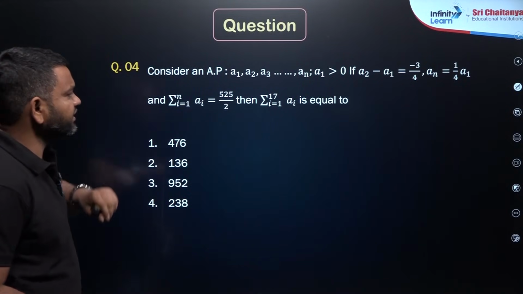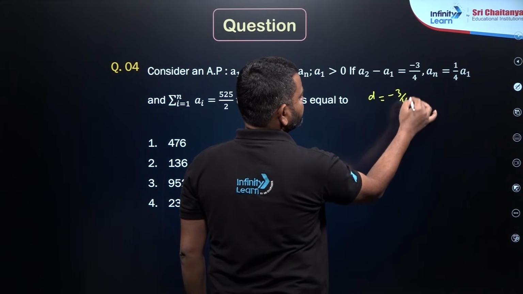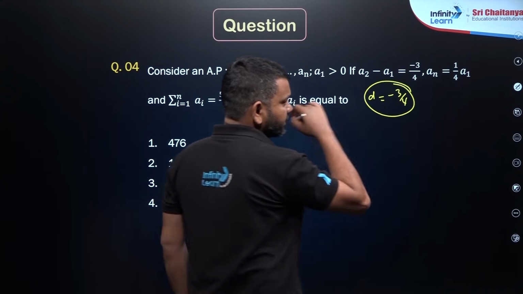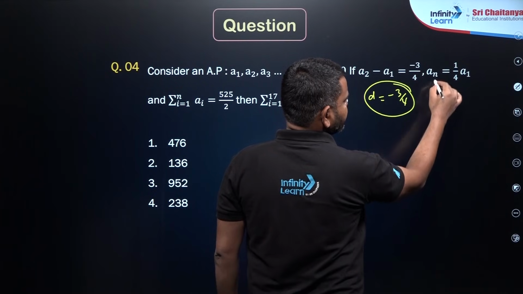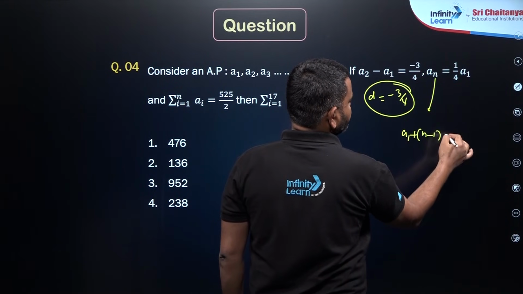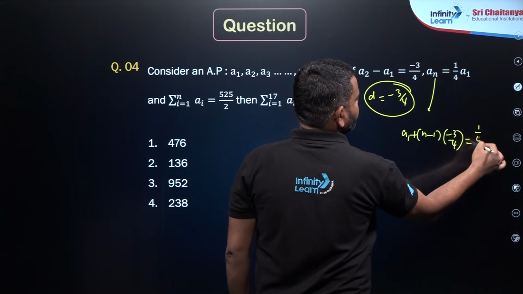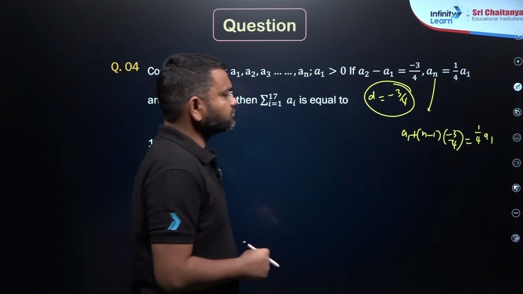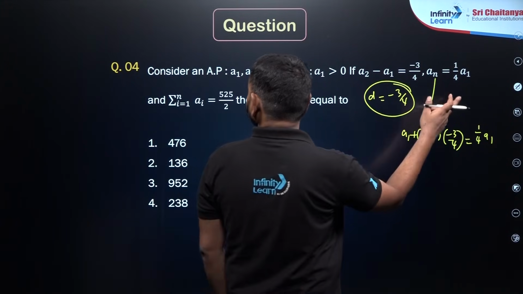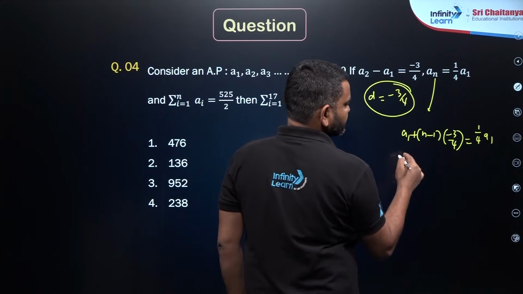Consider an AP. A2 minus A1, if I write, we are going to get the D value. This is minus 3 by 4. An is equal to this one if they are giving. How can I write it? A1 plus (n minus 1) into D, which means minus 3 by 4 times, is equal to 1 by 4 A1 I have. So with the help of these two they have given, try to simplify this one here.